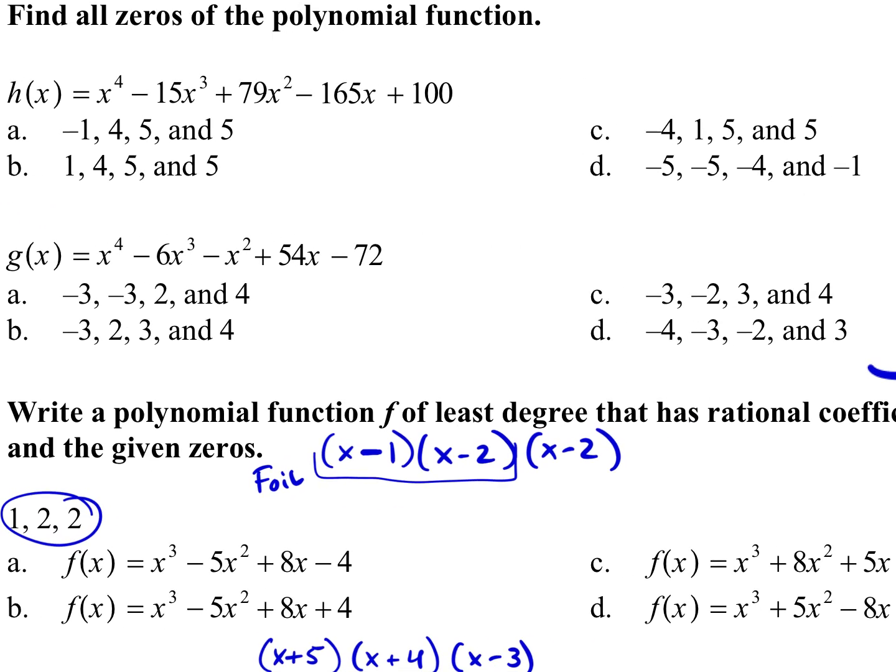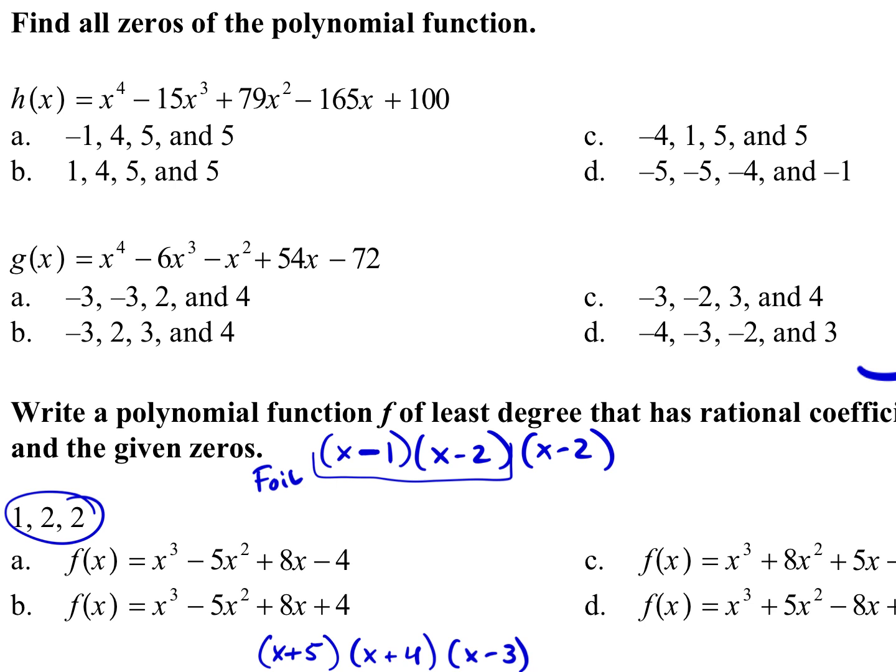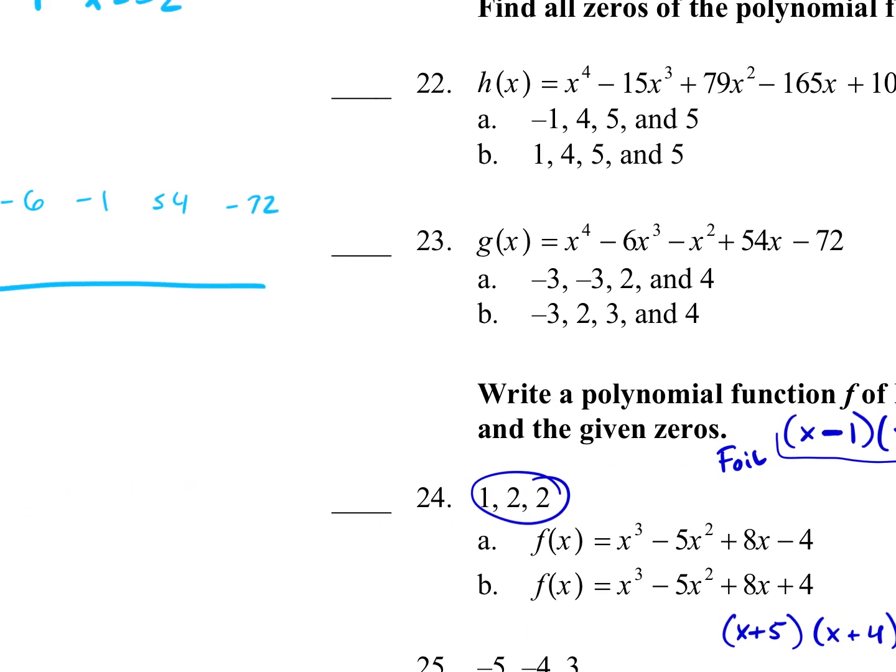Looking at our answer choices, every single answer choice has -3 in it, so that wouldn't be a good one to pick. We could do 2 or -2, see if that works, because that would eliminate some of our answers. So we'll try +2.